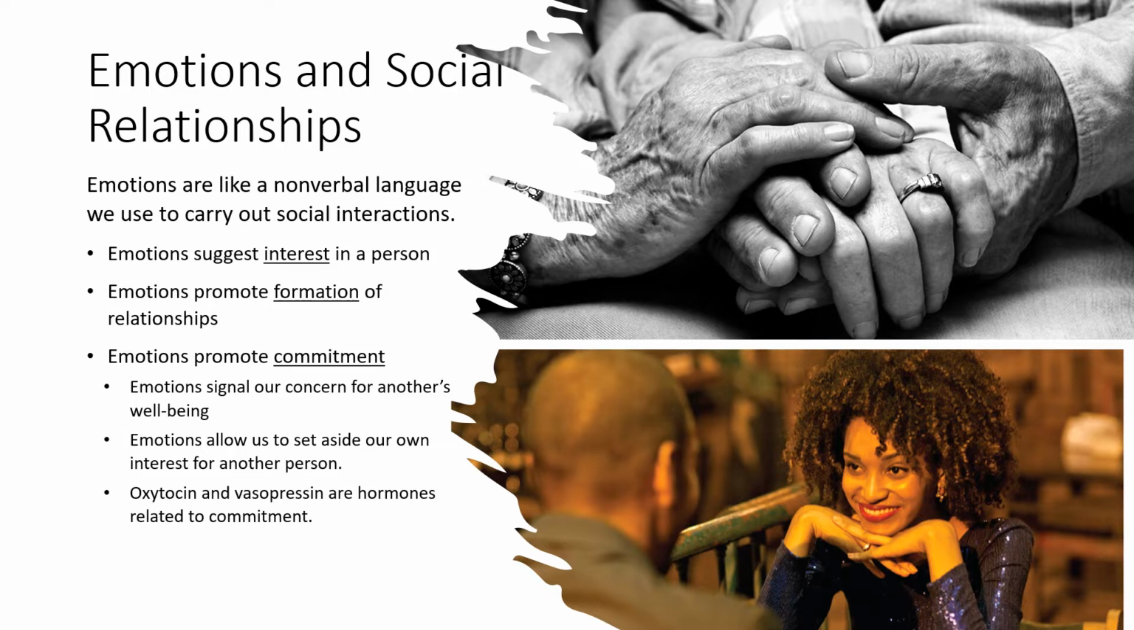So your emotions signal your concern for another's well-being and allow you to set aside your own interest for that of another person. And we will talk more about oxytocin and vasopressin, hormones related to commitment and trust, which are really powerful. We're not going to go deep into those in this chapter.